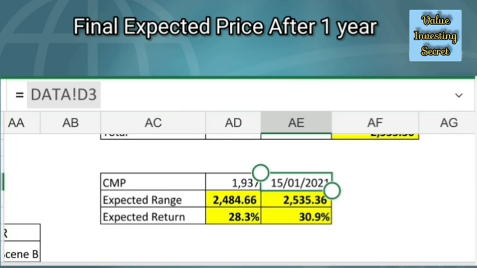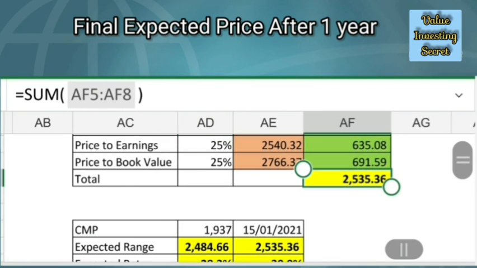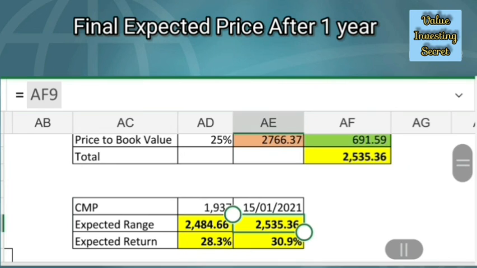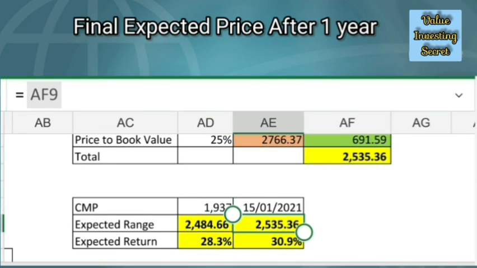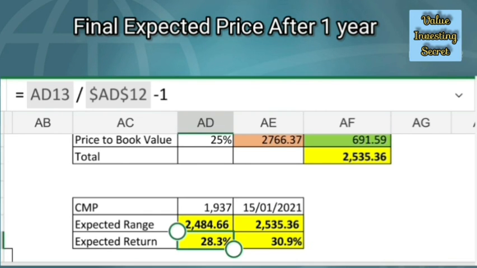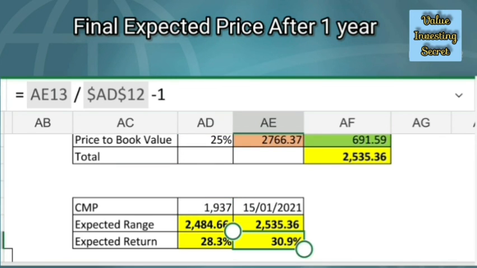So the current market price as of 15th of January 2021, the closing price was 1,937. Here also I have taken 2% less than the actual price, so that I will be on the safer side when we expect the value. So 2% less means only 98% of the actual I have taken. So the expected range of the price will be 2,484 rupees to 2,535 rupees by next year.